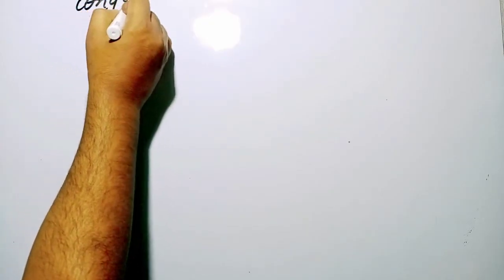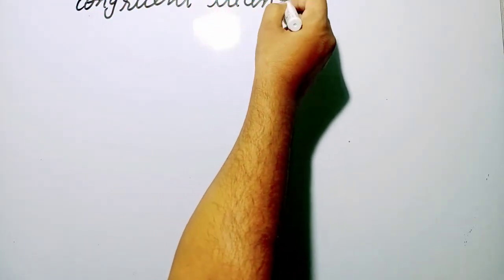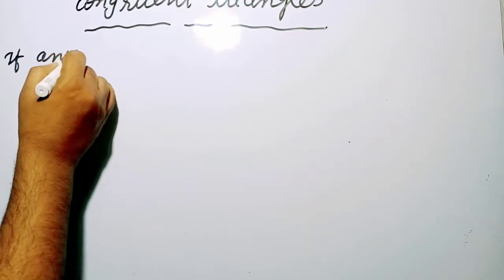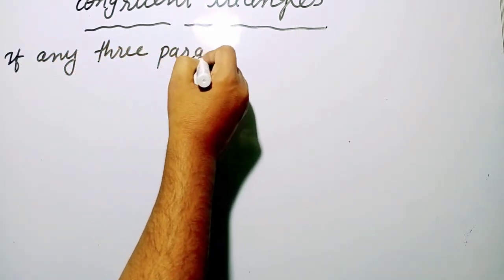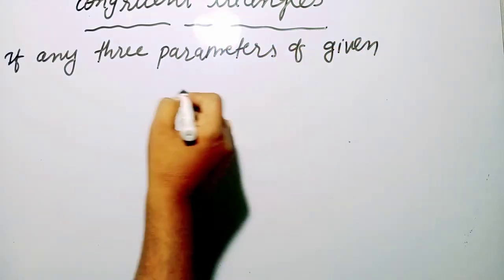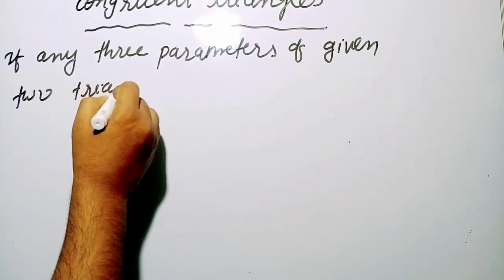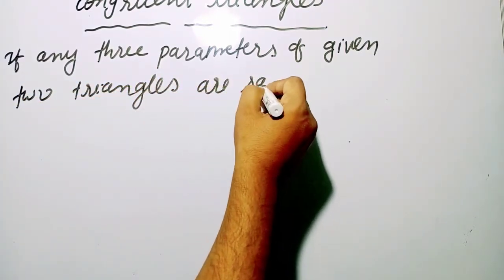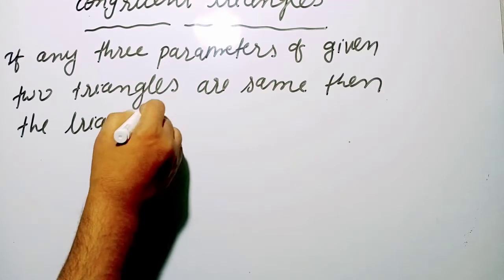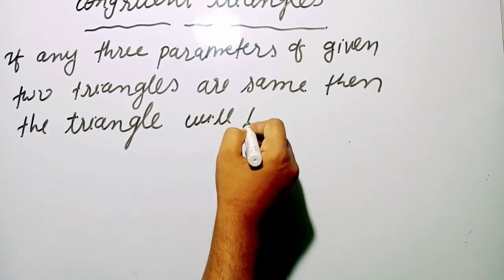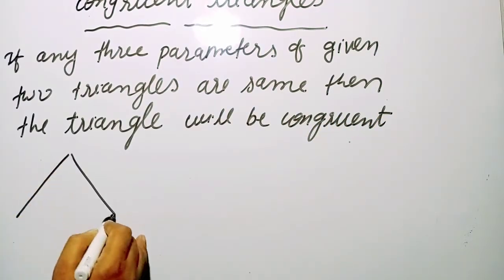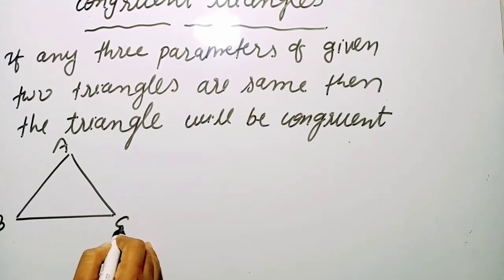Now moving on to congruent triangles. What are congruent triangles? If any three parameters of two triangles are the same, then the triangles will be congruent triangles, right? Either angles will be equal or sides will be equal.